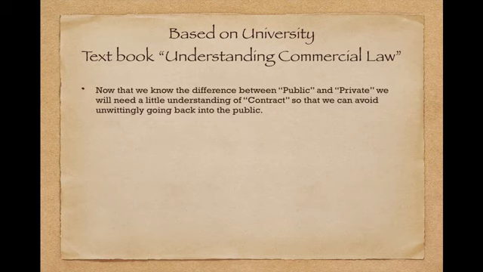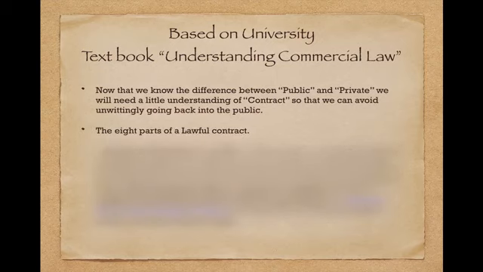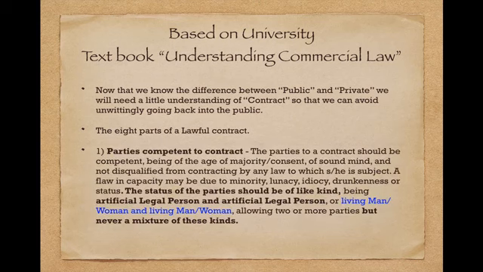Now that we know the difference between public and private, we will need a little understanding of contract, because we've already covered that, so that we can avoid unwittingly going back into the public. The 8 parts of a lawful contract. Now the first part, parties competent to contract. The parties to a contract should be competent, being of age of majority or consent, of sound mind, and not disqualified from contracting by any law to which she or he is subject.